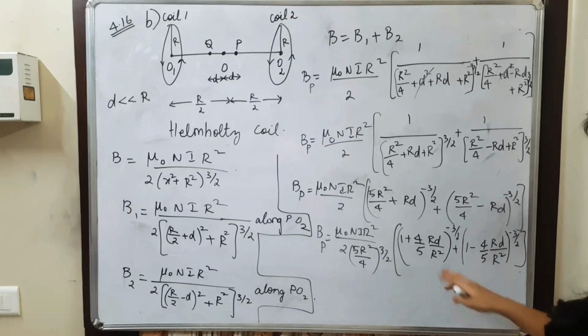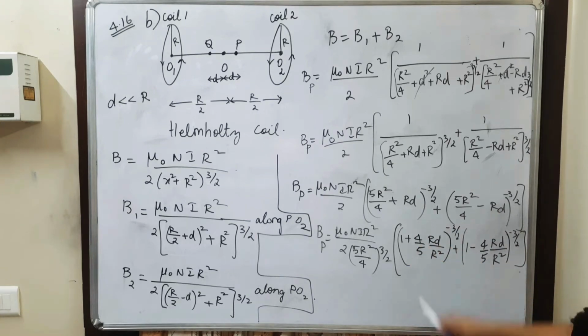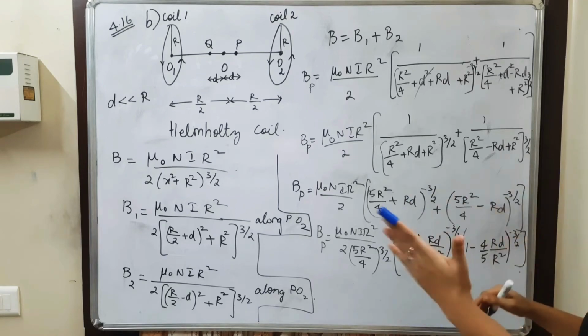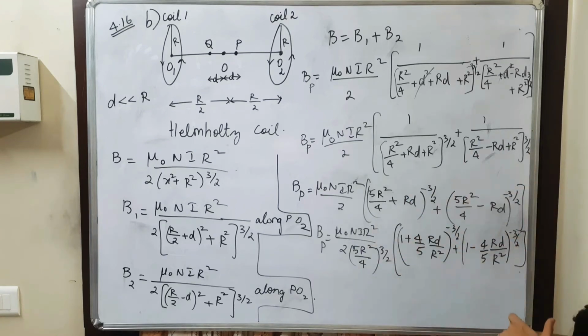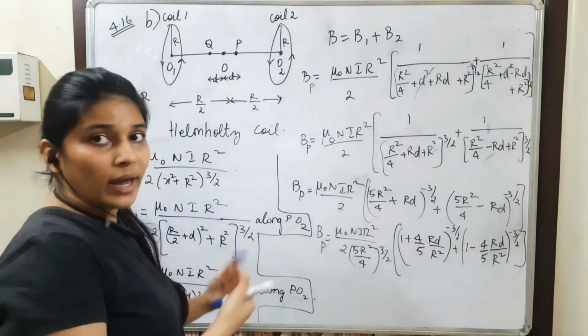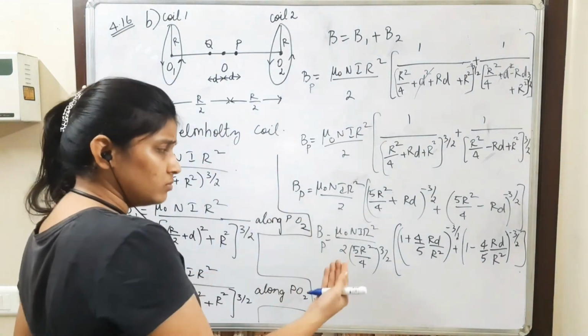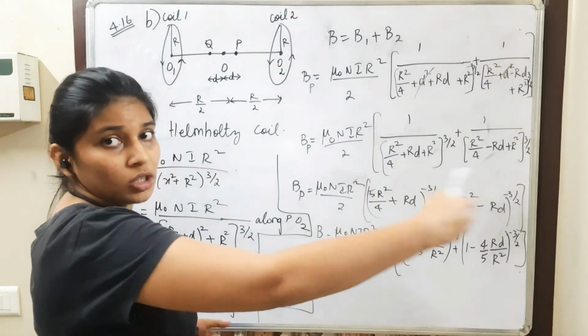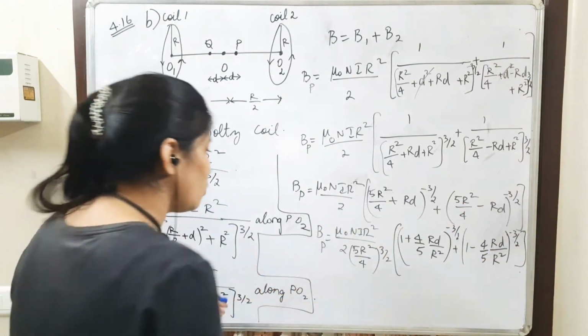Here we have to apply the binomial theorem. So binomial theorem means what? This is 1 plus x the whole power minus 3 by 2, and this x is very small, so therefore we can apply the binomial theorem, neglect all the other terms and keep only the first two terms, which is 1 plus nx. So the binomial expansion goes like 1 plus x the whole power n is equal to 1 plus nx plus all the terms, those terms we are going to neglect.